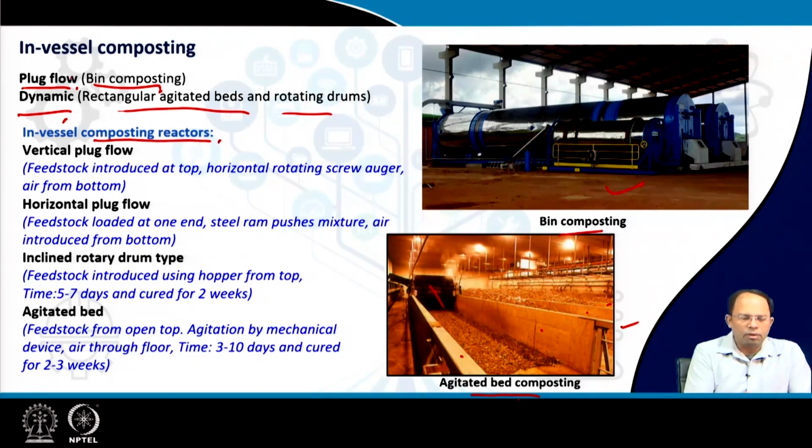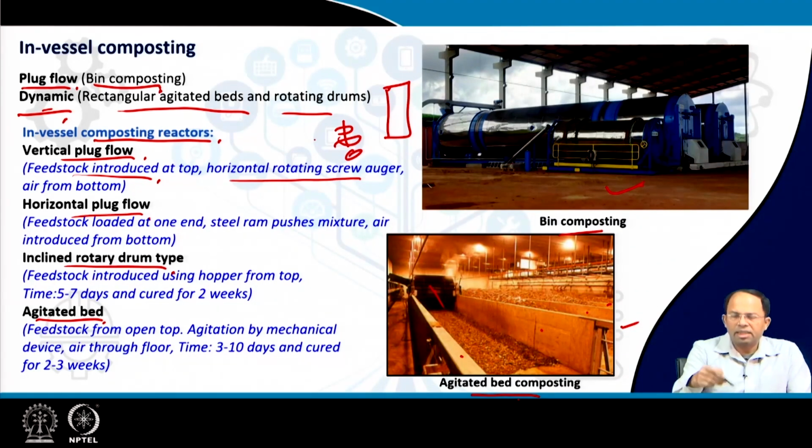So these composting reactors are of different kinds. There are different kinds of plug flow reactors and different kinds of dynamic reactors. So the vertical plug flow system, horizontal plug flow system, inclined rotary drum type, agitated bed system. So in vertical plug flow, you can have a vertical system where feedstock is introduced at the top. There is a horizontal rotating screw auger, like a rotating arm, which keeps on rotating inside this vertical system, and air is fed from the bottom, and that actually helps in the composting process.